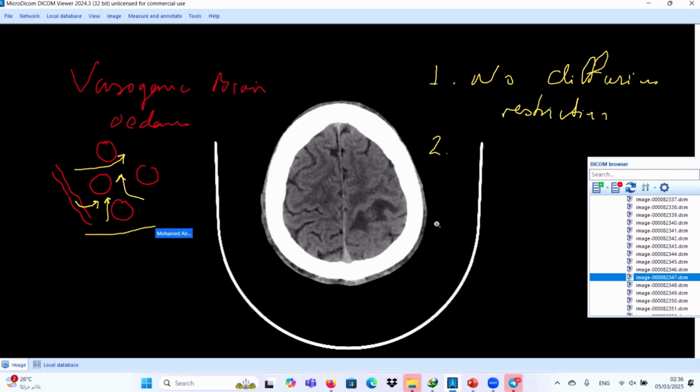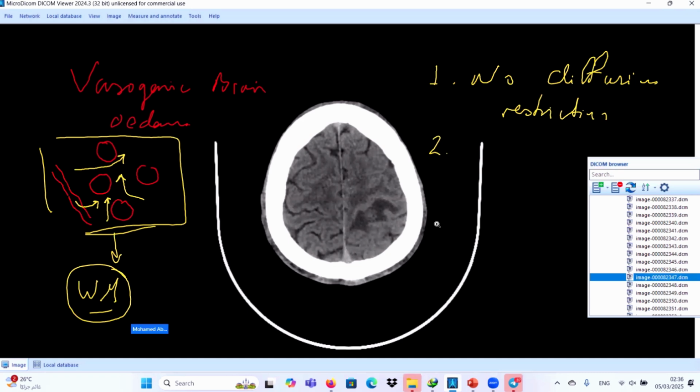Second point, this process involves only the white matter. So the gray matter is preserved, and the gray-white matter interface will be preserved. The third point, this edema is characterized by ill-defined margin.